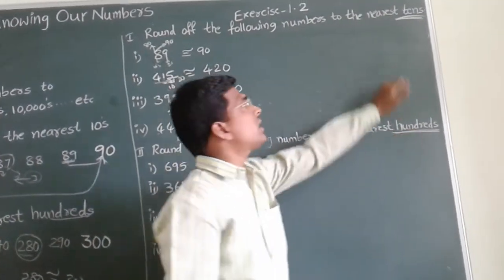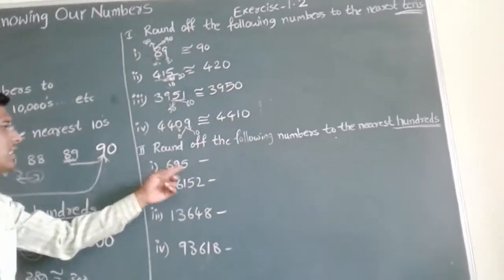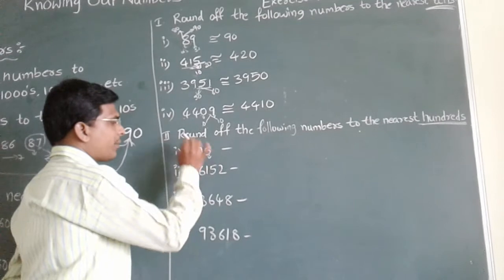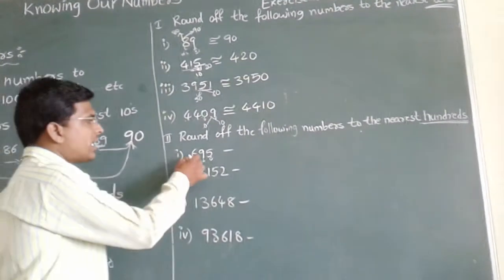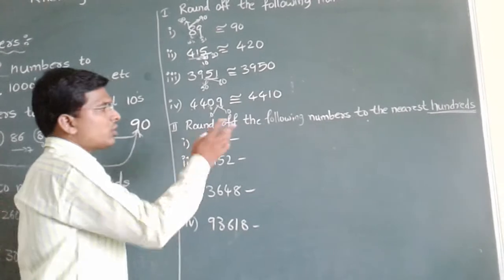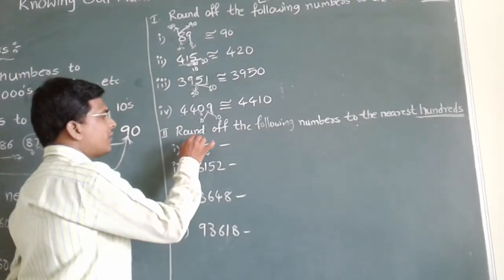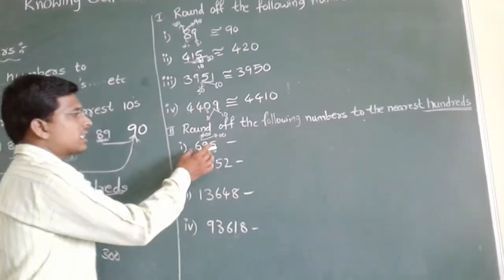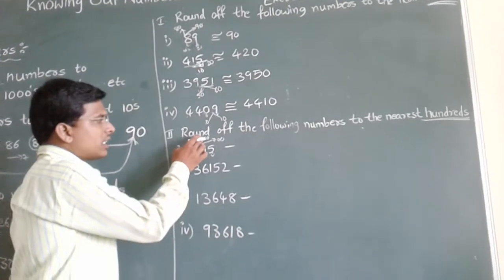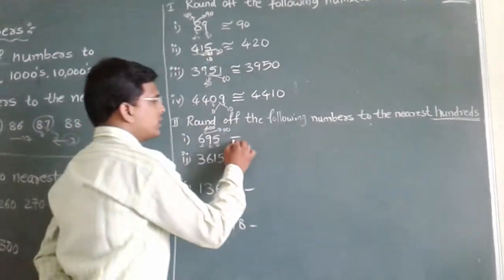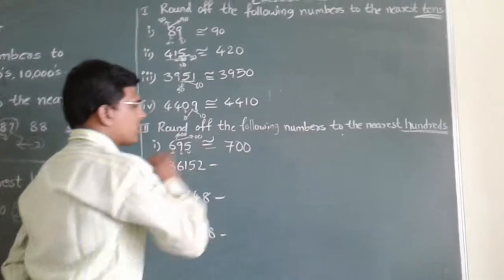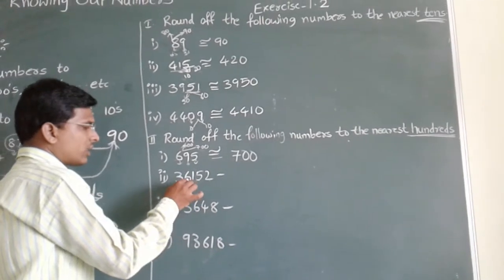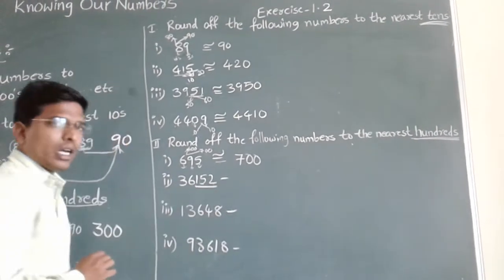Take care of the word hundreds or tens. Okay. So 695. 695 has ones position, tens position, and hundreds position. So these numbers we have to round up. 695 is nearer to 600 and 700. Is it nearer to 600 or 700? Yes, of course, it is very near to 700. Round it up. Next, ones, tens, hundreds, thousands, 10,000. So we need only up to the hundreds position.